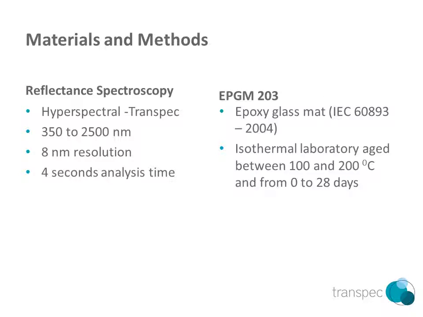Wide wavelength TranSpec was used for temperature aging measurements on some epoxy resins with glass mat systems used for insulated materials in the power industry. A method was required to track their time and temperature history. Wide wavelength was used as analysis time takes around 4 seconds, and it covers the UV-vis to NIR region. The materials were aged between 100 and 200 degrees for up to 28 days.